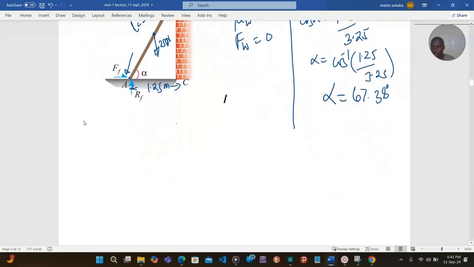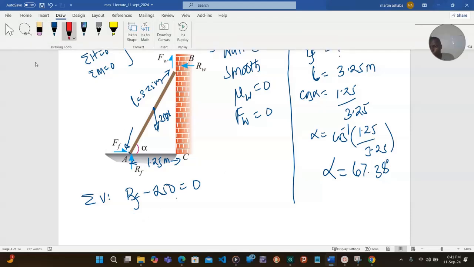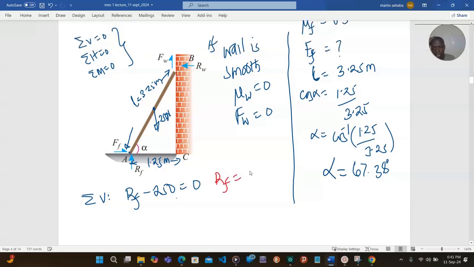Therefore, we are going to look at the sum of forces in the vertical direction. Let us consider forces facing upwards to be positive, and those facing downwards to be negative. Therefore, Rf minus 250 must equal 0. So Rf must equal 250 newtons. That is one.